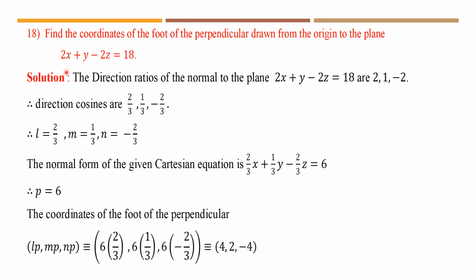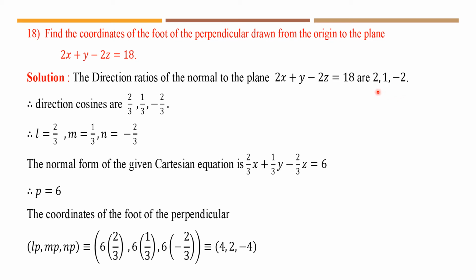Solution. The direction ratios of the normal to the plane 2x plus y minus 2z equal to 18 are, from the coefficients, 2, 1, minus 2. Hence 2, 1, minus 2 are the direction ratios. We have to find direction cosines. Therefore, divide by root of 2 square plus 1 square plus minus 2 square, that is 4 plus 1 plus 4. 4 plus 1 is 5 plus 4, root of 9. Root of 9 means 3.